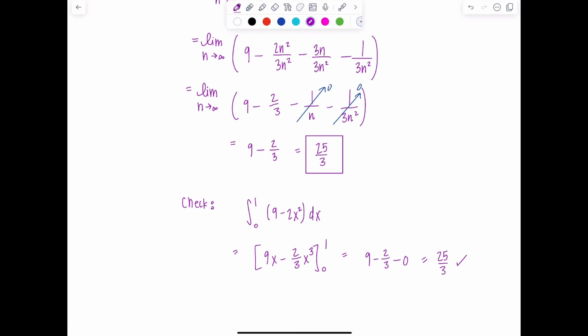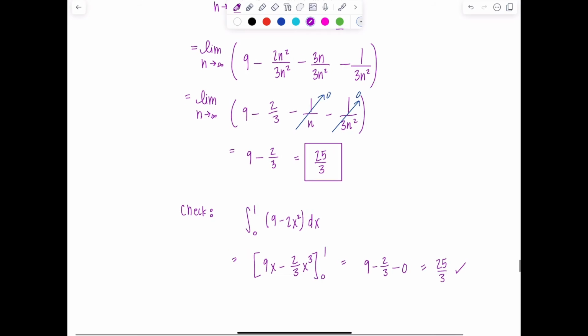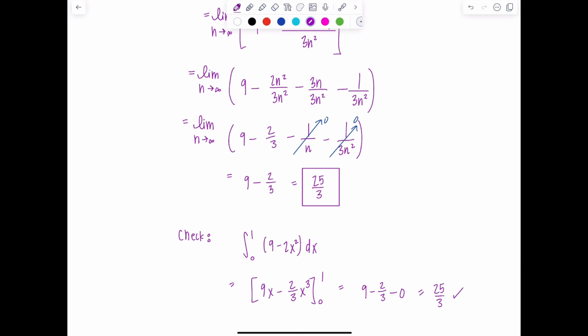If this appears on a test or something and you're nervous because it's a little bit of a lengthy process, go ahead and check your work. Nothing wrong with that.